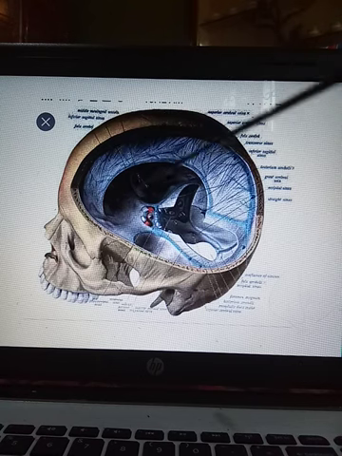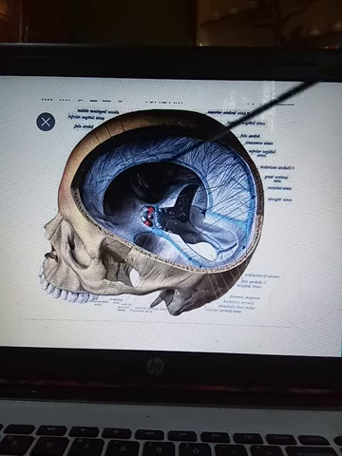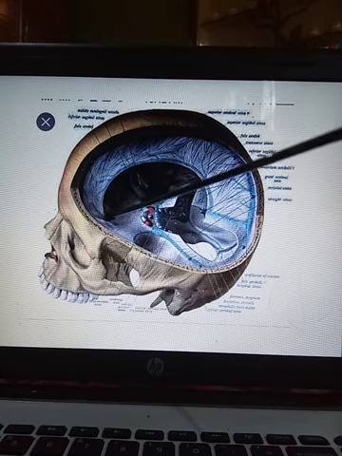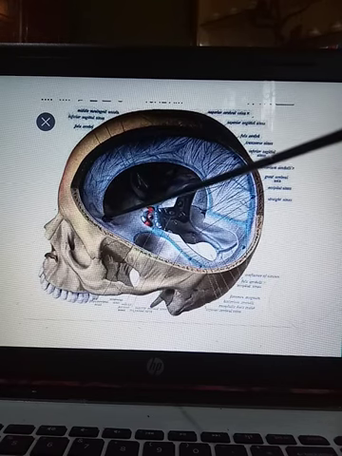For getting its view, we have just cut the skull and taken out one cerebral hemisphere, the left cerebral hemisphere, and the view of the falx cerebri is quite clear. This is the apex, which is attached to the crista galli.